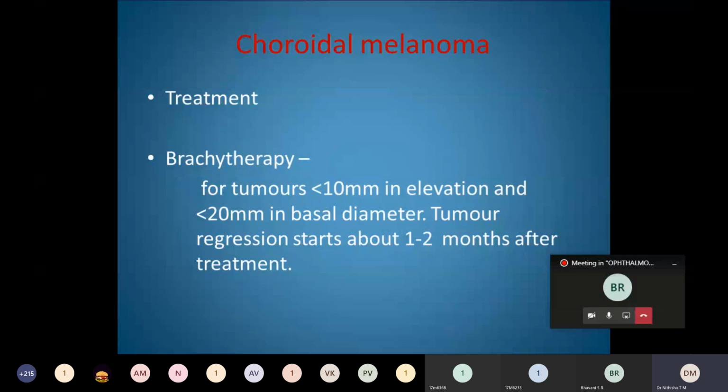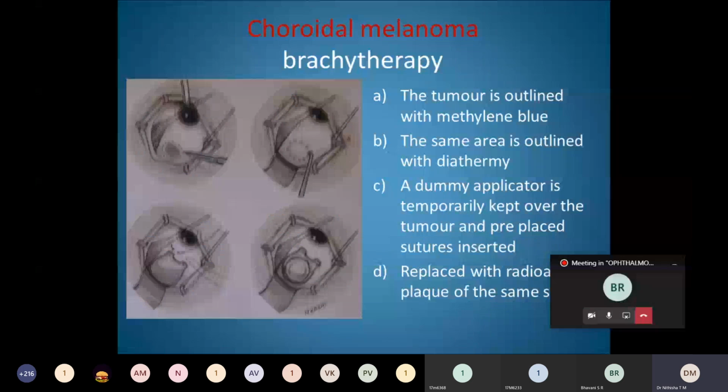Treatment is brachytherapy for tumors which are less than 10 mm in elevation and less than 20 mm in basal diameter. Tumor regression starts about 1 to 2 months after the treatment. So this is brachytherapy. The tumor is first outlined with methylene blue. They'll mark the tumor. The same area is again outlined with diathermy. Then the dummy applicator is temporarily kept over the tumor and pre-placed sutures are inserted. Then it is replaced with the radioactive plaque of the same size.